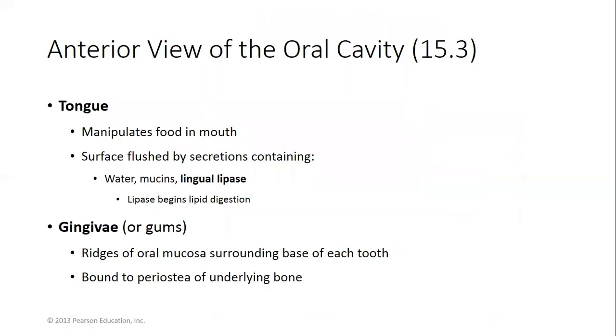So let's talk about those structures. The tongue basically manipulates food in your mouth. Again, there's some structures that are shared by the respiratory system, because your tongue helps you articulate sound into words. But there's also secretions, an important secretion where lipid digestion begins, called lingual lipase. So think lingual as tongue. That surface is flushed by secretions that help start chemical digestion. And the gingiva, or your gums, are basically what help protect the base of each tooth. And that's bound to the periosteum, the outer layer of bone that underlies that, like your maxilla and mandible.